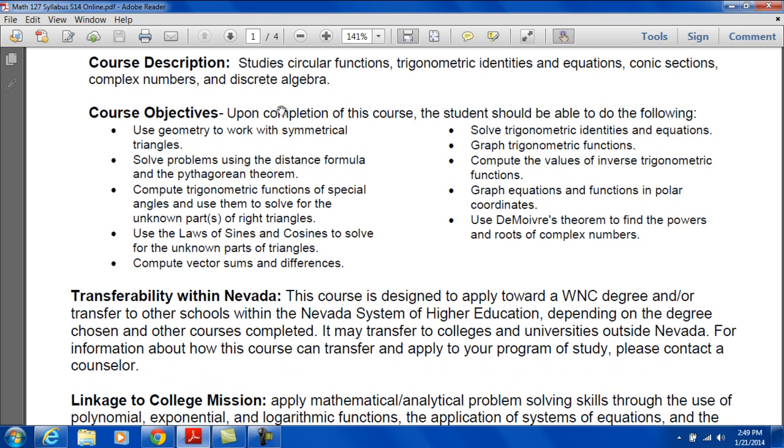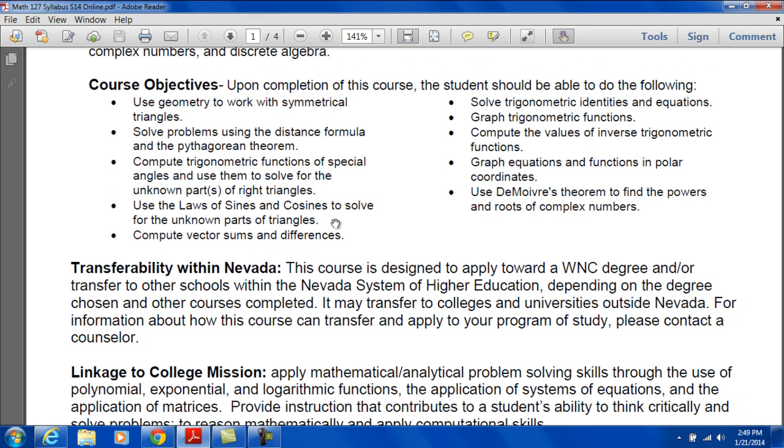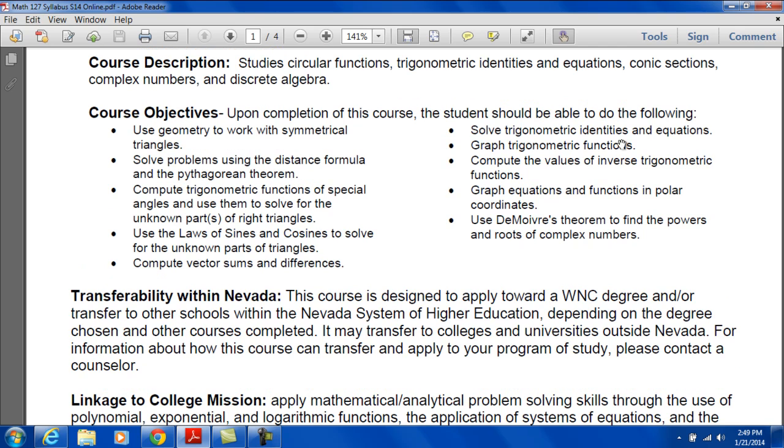Upon completion of this course, the student should be able to do the following: use geometry to work with symmetrical triangles, solve problems using the distance formula and the Pythagorean theorem, compute trigonometric functions of special angles, and use them to solve for the unknown parts of the right triangles. Use the law of sines and cosines to solve for the unknown parts of triangles. Compute vector sums and differences. Solve trigonometric identities and equations. Solve trigonometric functions. Compute the values of inverse trigonometric functions.